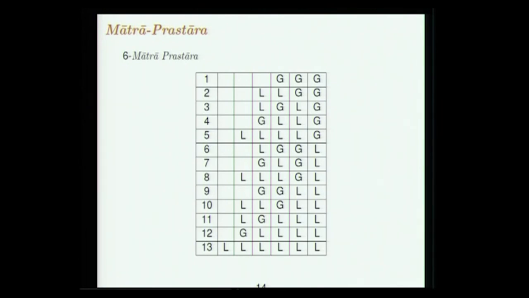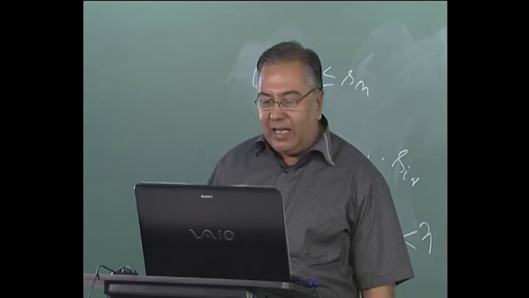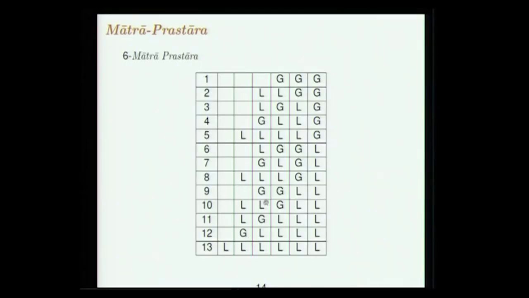How many matravrittas are there with 3 gurus? There is only 1. How many matravrittas are there with 2 gurus? It is here, it is here, it is here. So, it is 3. And there is also one below here. There is one 4, 5, 6. There are 6. How many matravrittas are there with 1 guru? So, 1 here, 1 here, 1 here, 1 here. I think that is all. There are 4. How many matravrittas are there with 0 gurus? There is just 1.